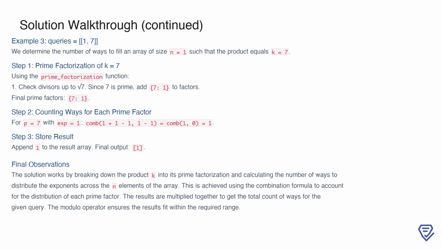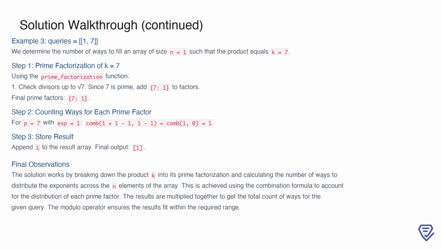For the single prime factor 7 with an exponent of 1, we calculate the combinations using the formula comb(exp + n - 1, n - 1), which simplifies to comb(1 + 1 - 1, 1 - 1) = comb(1, 0) = 1. Since there is only one prime factor, the total number of ways is simply 1. We append this to the result array, yielding a final output of 1 for this query.